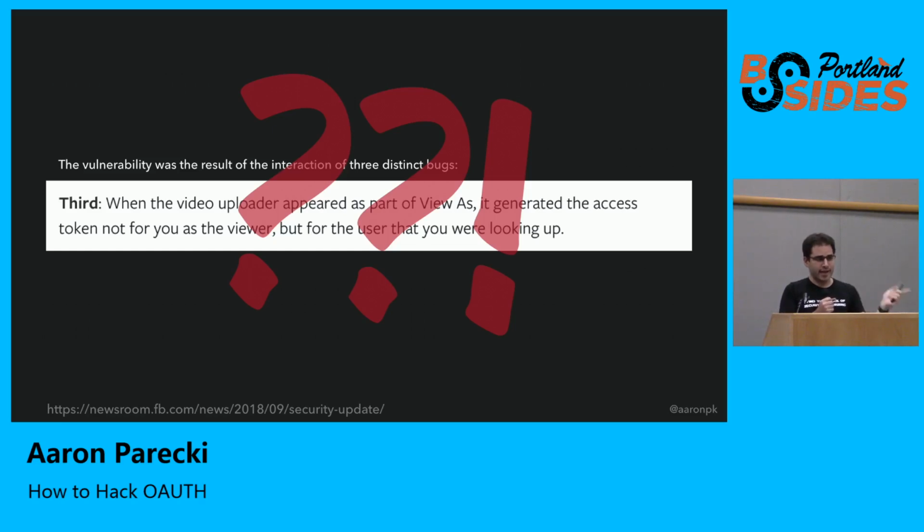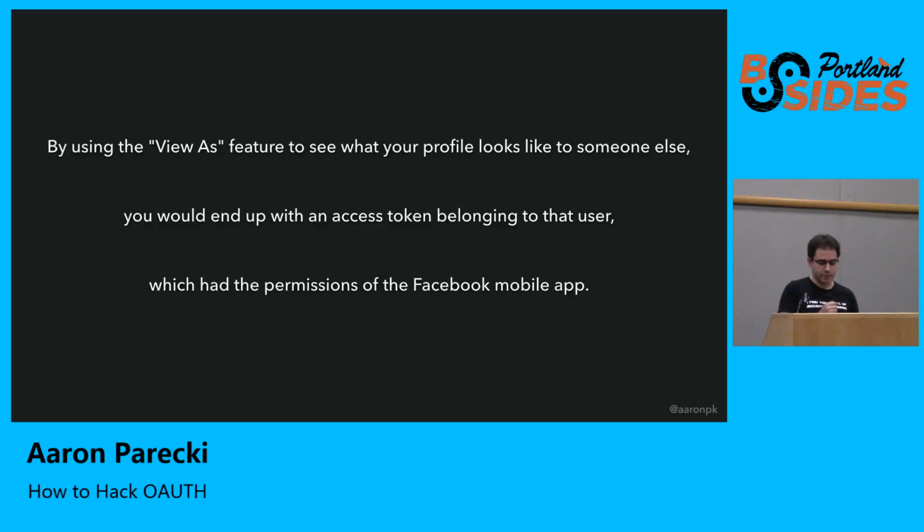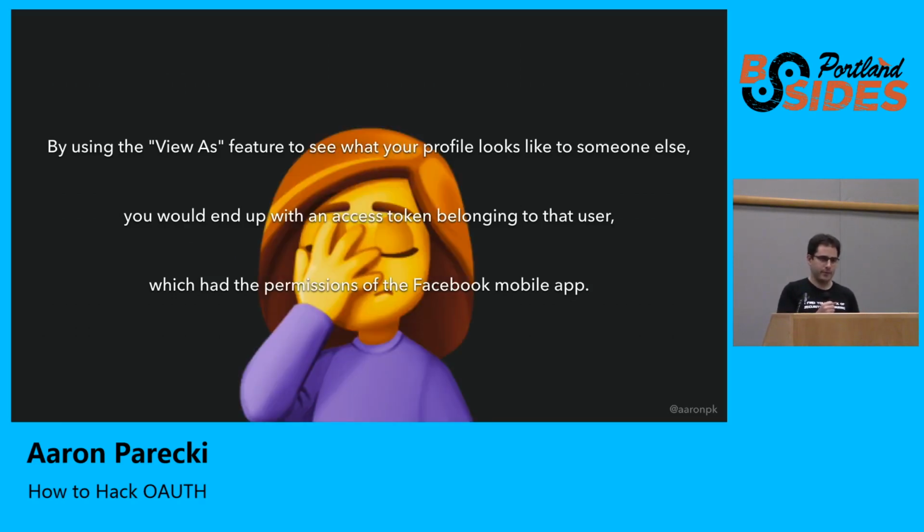But when you stack these 3 things up, the end result is that you could use the View As feature to see what your profile looks like to somebody else, and you would end up with an access token belonging to that user, which had the permissions of the Facebook mobile app. So basically, you have complete access to their account. And they didn't have to do anything.